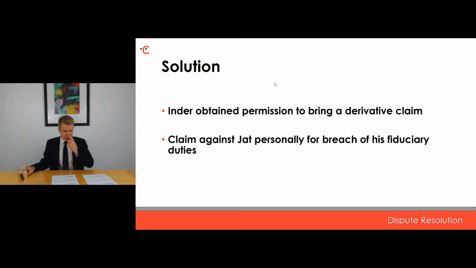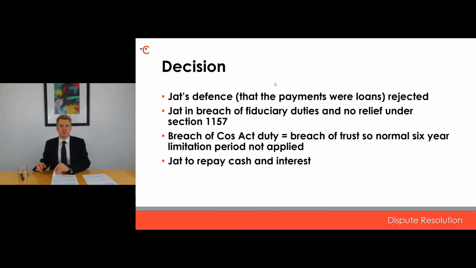You remember, Jat was the one who caused these payments to be made in the first place. Jat defended it. His first defence was that the payments were loans, and on the facts that wasn't made out. There was no evidence to show that there was an intention to repay them. They simply paid the money across to his other company, Torex. So the court rejected that.